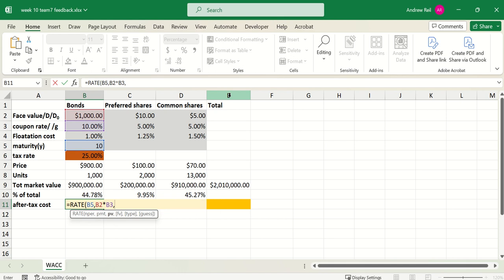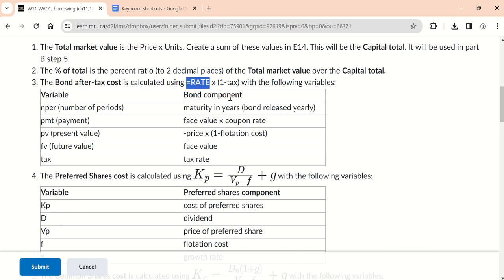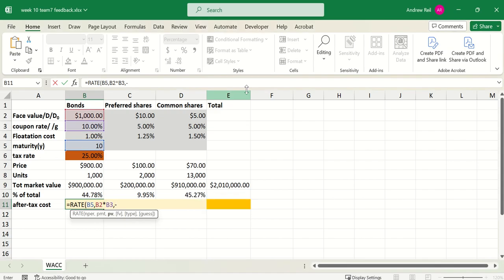And the next one is the present value, and this whole formula is designed to be negative at the end, and I don't want it to be. I want it to be positive, otherwise it messes up our calculations. So in order to reverse that, I'm going to make the present value negative, put a minus in front. And then we're going to be taking the price times 1 minus the flotation cost. Really, the formula is price minus flotation cost, and if they were both in dollars, we could do that. But you'll notice that the price, the $900, is in dollars, and the flotation cost is in a percentage. So the way to get around that is to multiply this price by, in brackets, 1 minus the 1%.